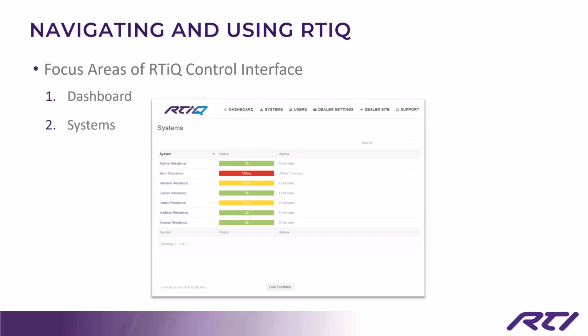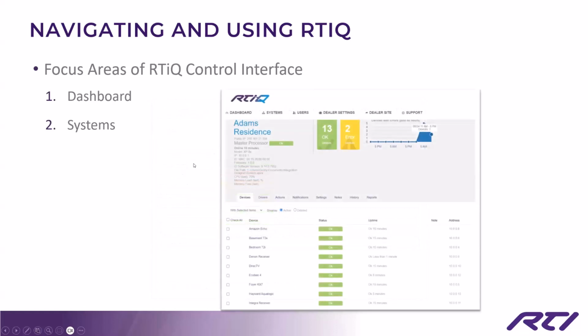For example, if we were to click on one of them, say the Adams residence, it would pull up the specific details about that specific system. And you can see all the information that's listed here. Everything from the name of it, the IP addresses, the models, how long it's been online, the amount of memory, how many times it's checked okay, and in terms of devices, if it has any errors on any additional devices. It will give you a ton of information.